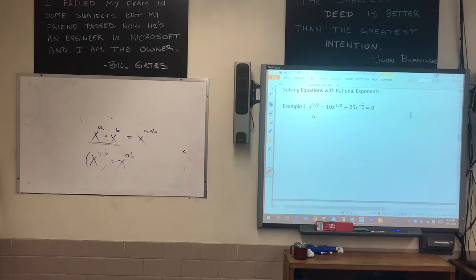You guys agree that that would be x cubed, and then you take the square root of that? Okay, because that's a root 2, right? Okay. Minus then 10 times the square root of x, plus then 25 over the square root of x. Is everybody okay with me writing it that way? That's exactly what that means using the root symbol.